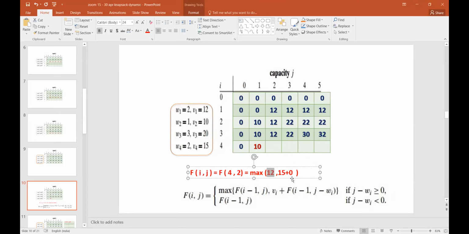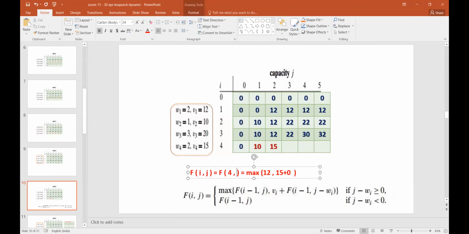Then how this 0? F of I minus 1 is 3 because I is 4. 3 comma J is 2. Weight of fourth object is 2. 2 minus 2 is 0. So 3 comma 0. So in this matrix 3 comma 0 is 0. So I'll put 0 here. Okay, so which is maximum now? 12 is maximum or 15 plus 0? 15 is maximum, and hence I'll write 15 here.